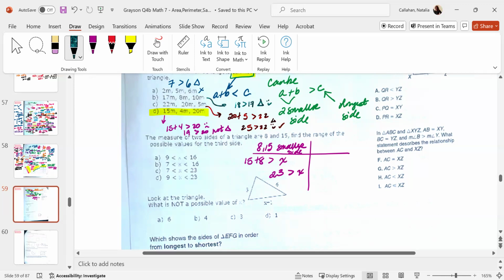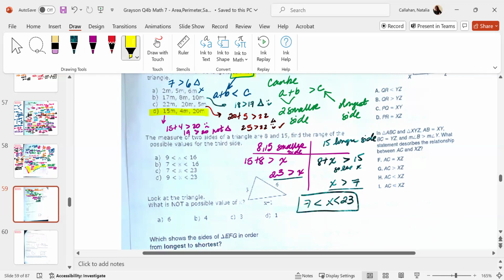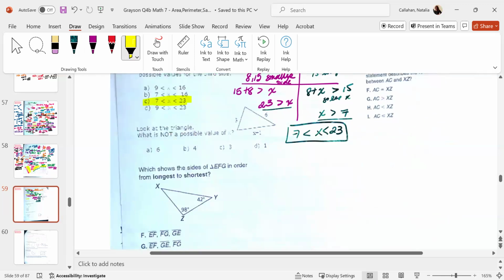On the other hand, if 15 is the longer side, then 8 plus x, which is the missing side, has to be greater than 15. Solve for x. Subtract the 8 on both sides. You get 7. Then you put x in the middle, with 23 on the other end. This is your answer right here. So which one matches that? 7 and 23. We get C, right? So you go ahead and do that.